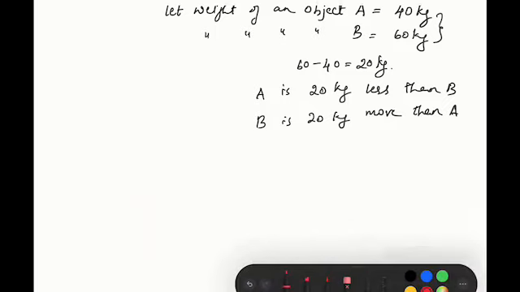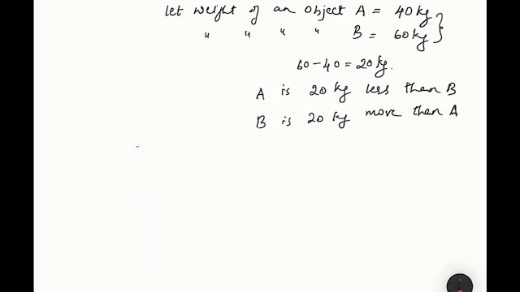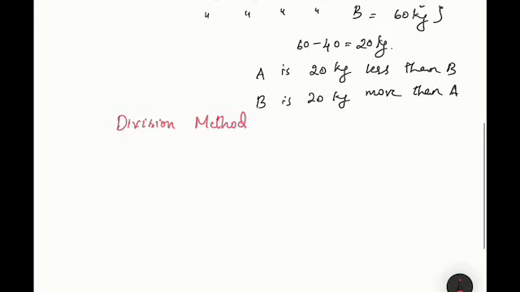Now, let me explain you comparison by division method. Here we do the division method. In this method, we come to know how many times one quantity is of the other. Here we will compare number of times. How many times? Number of times. Okay. So that is how we do.